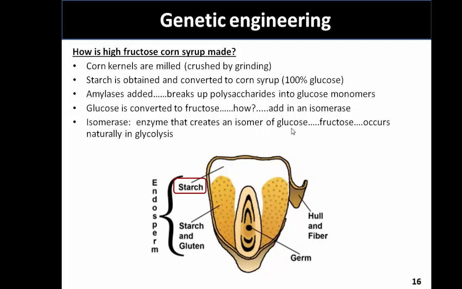It's a C6H12O6 molecule, but it's rearranged and assembled in a different form, and that different form is fructose. This is a process that naturally occurs inside our muscle cells, our red blood cells, and our neurons, for example, in how we break up glucose and use glucose as a fuel source.